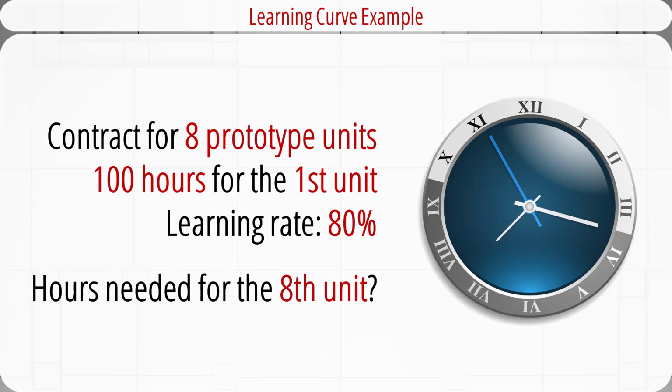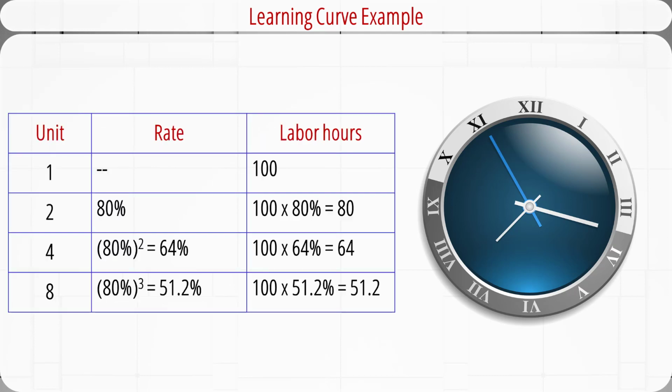Let's see an example. A manufacturer has a new contract for 8 prototype units. A total of 100 labor hours were required for the first unit. Past experience indicated that on similar types of units, the learning rate was 80%. The question is, how many labor hours will be needed for the 8th unit? Let's make a table to answer the question.